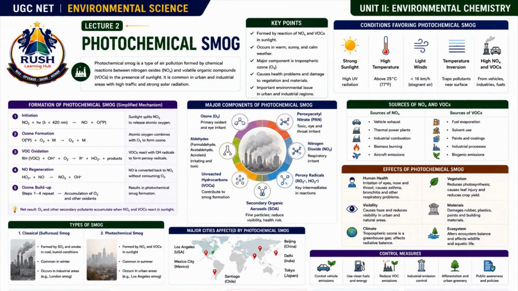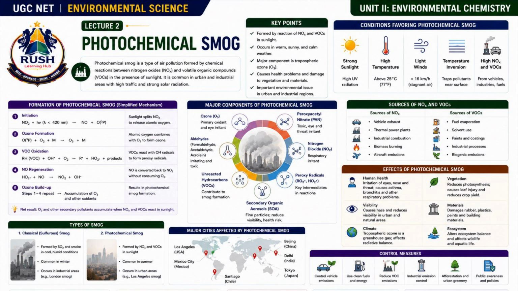When sunlight reaches the atmosphere, nitrogen dioxide absorbs ultraviolet radiation and undergoes photolysis. Nitrogen dioxide breaks down into nitric oxide and atomic oxygen. The atomic oxygen then reacts with molecular oxygen to form ozone. This is the first major step in smog formation.